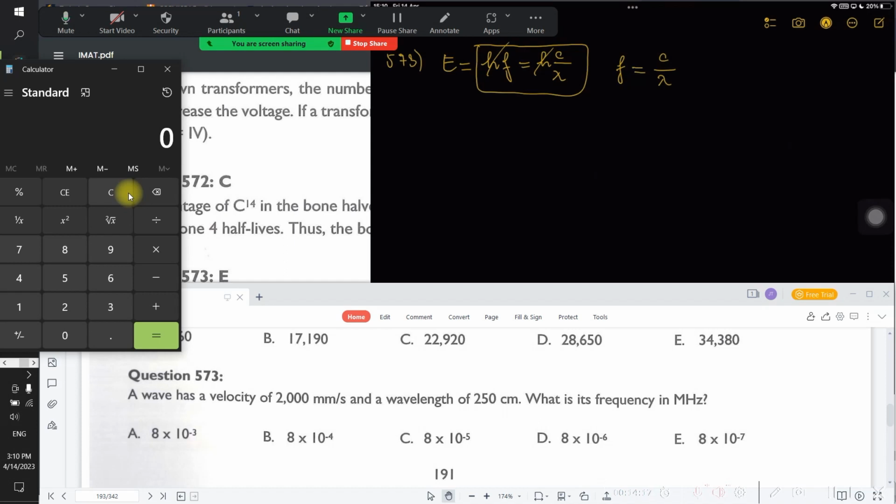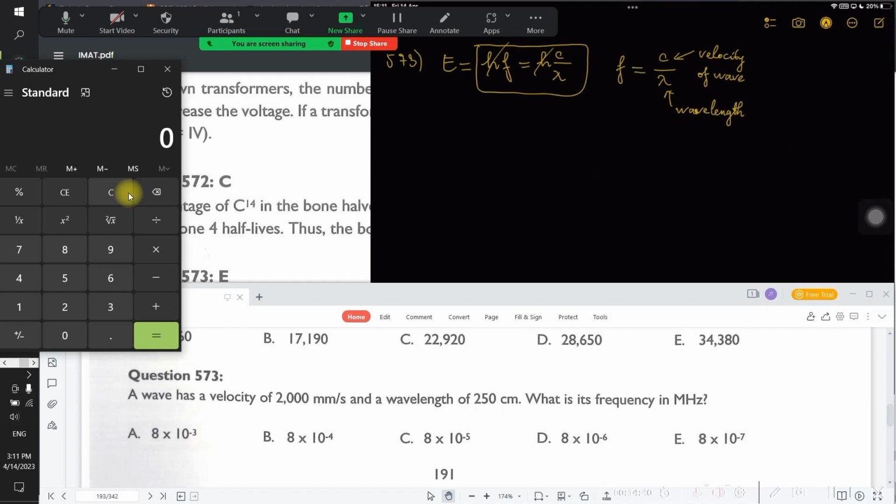They ask for frequency, right? So here it will be the velocity of the wave. This will be the wavelength.